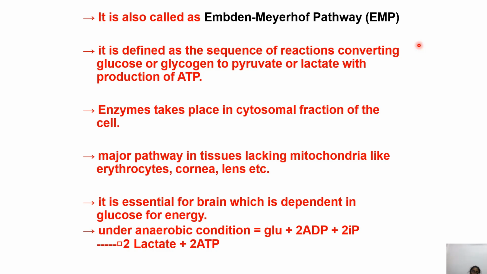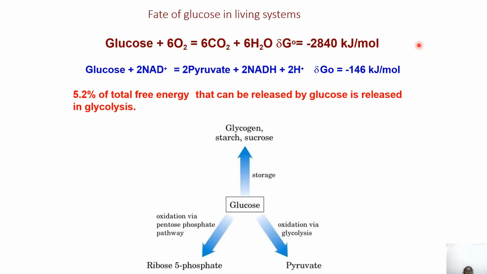Under anaerobic condition, glucose is not converted into pyruvate. Rather, glucose is converted into lactate, the fermentation process. So if you see the weight of glucose in living systems, 5.2% of total free energy that can be released by glucose is released in glycolysis.